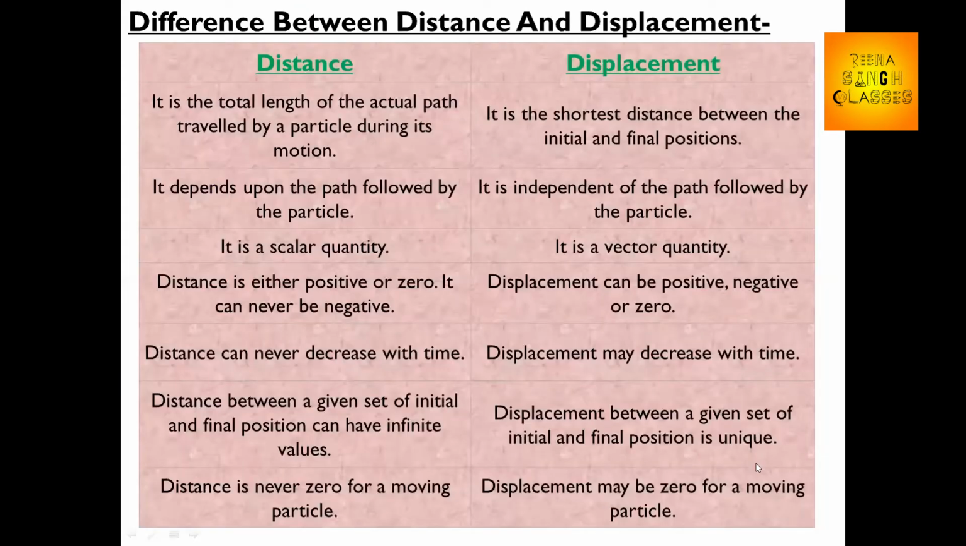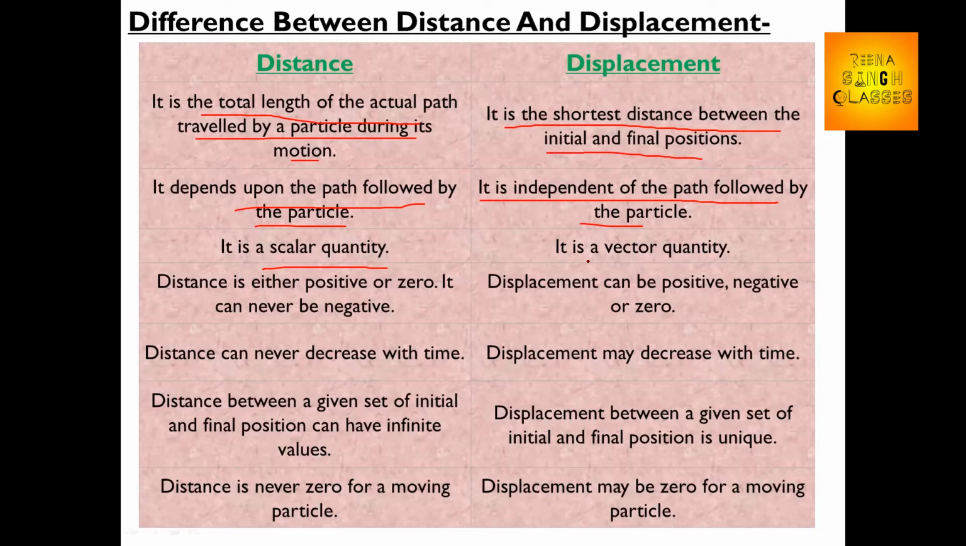What are the differences between distance and displacement? Distance is the total length of the actual path traveled by a particle during its motion. Displacement is the shortest distance between the initial and final position. Distance depends upon the path followed by the particle. Displacement is independent of the path followed by the particle. Distance is a scalar quantity. It does not indicate or specify direction, but displacement is a vector quantity. It has both magnitude and direction.